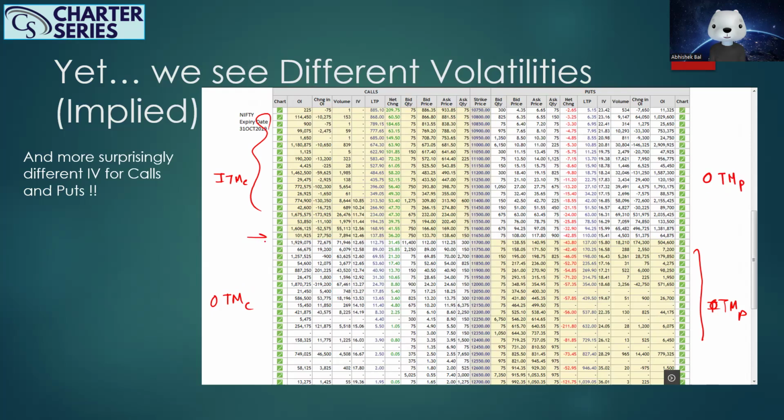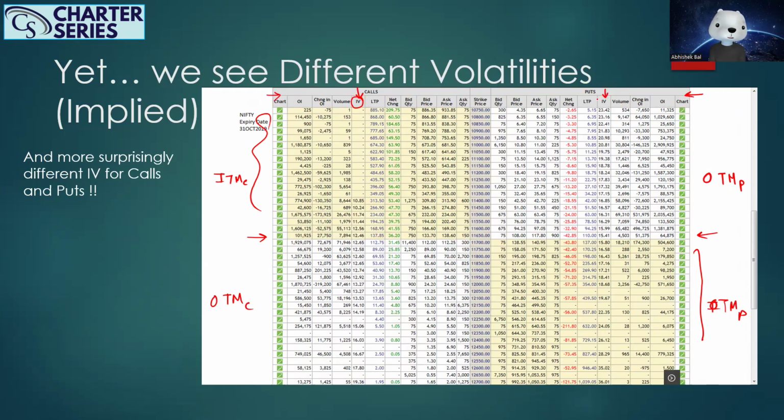Now, of course, you can understand that the junction portion out here is where the at-the-money calls and puts are. The matter of interest is the implied volatility column. So I want you to focus on the fifth column from the left-hand side and from the right-hand side simultaneously.